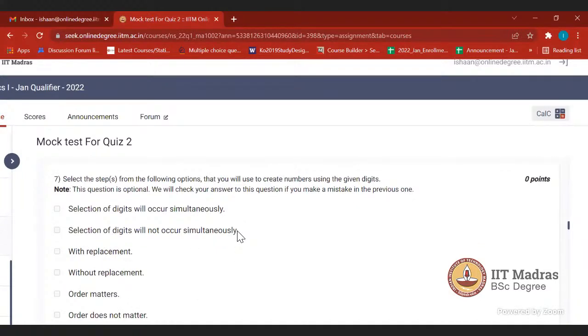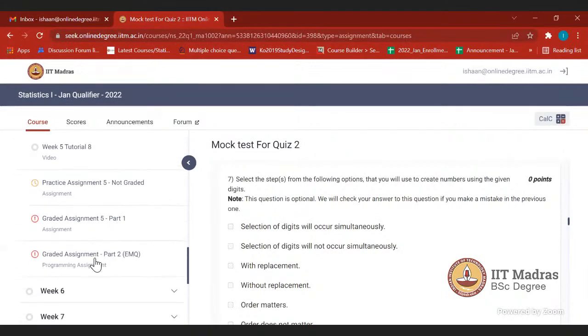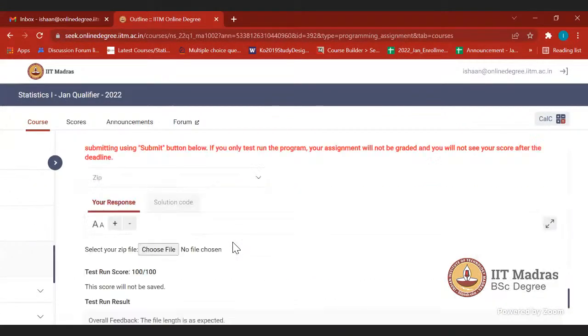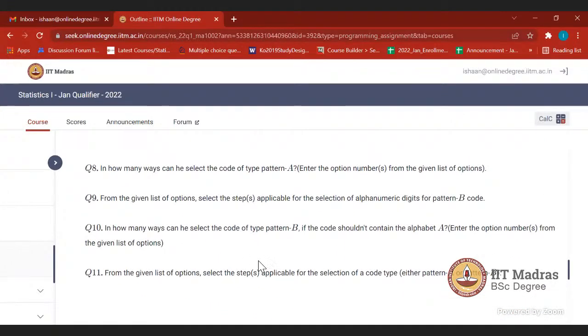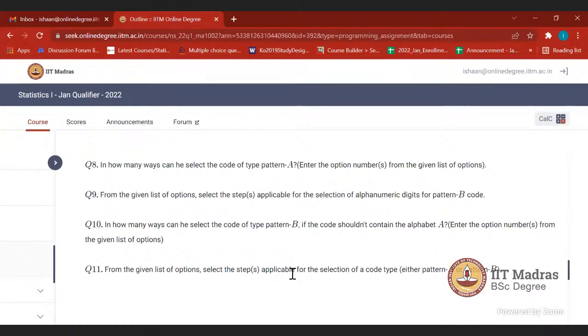So what will be an example of not occurring simultaneously? Because I think everything happens simultaneously. Let me show you this question. See, this is some bank locker, okay? And for the bank locker code, you have to select a pattern. You can select either pattern A or pattern B, right? And there are some conditions for the pattern A code and pattern B code. I'm not going through that. So you have to select the steps applicable for the selection of code type. You cannot select pattern A and pattern B together or at the same time. So basically it's an either-or case. You can have either pattern A or pattern B. You cannot have both at the same time. So that's non-simultaneous occurrence, right?